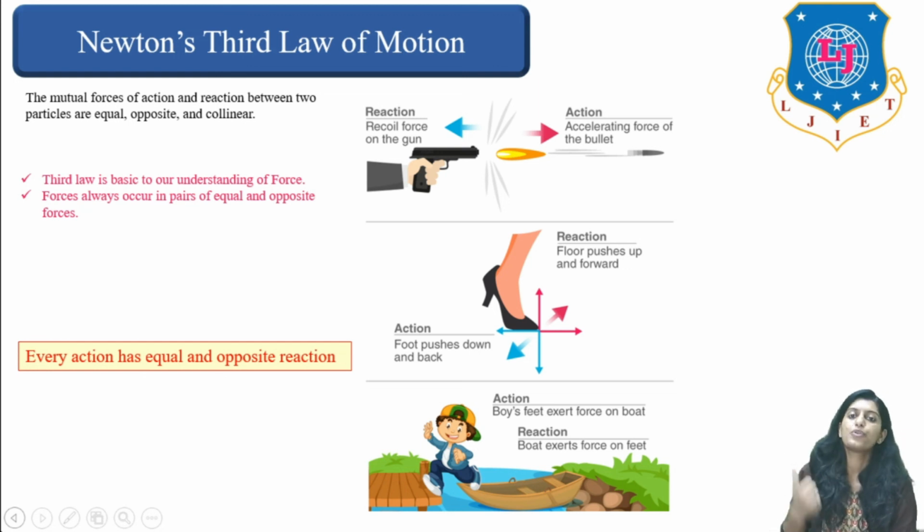And according to Newton's third law of motion, every action has an equal and opposite reaction. Again, I am repeating, every action has an equal and opposite reaction. Three words we need to remember for Newton's third law of motion: it will be equal, it will be opposite, and it will be collinear. Collinear, it will lie in the same line, right?